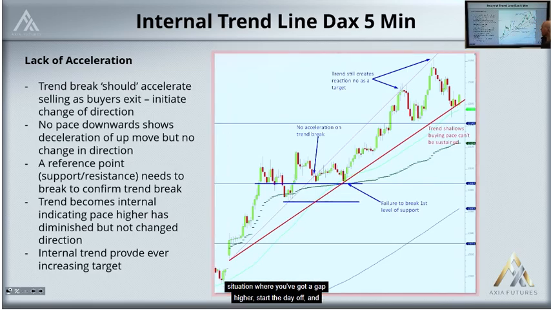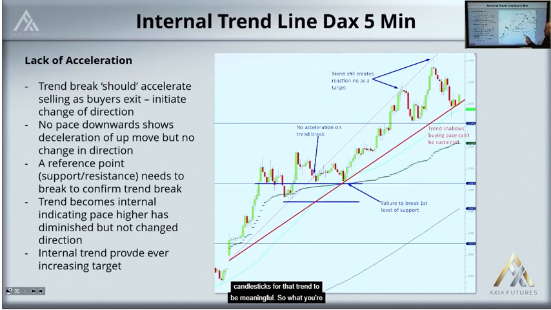This is a situation where you've got a gap higher, start the day off, and quite a clean drive towards the upside. So you then get a pullback. And you get the 2 touches. This on a 5-minute is sufficient to now say, right, we've got a rather steep trend on a 5-minute chart. And this is where you wouldn't be able to draw it on an hourly. On an hourly, all you've got here is 2 candles. So it's going to be very hard to draw a trend between 2 candlesticks and for that trend to be meaningful.